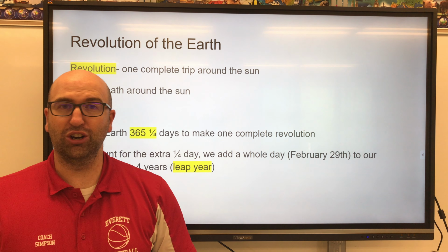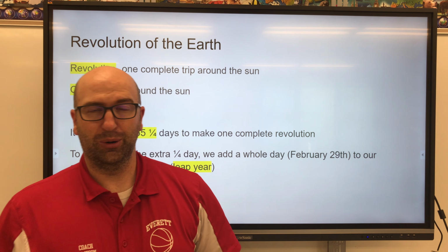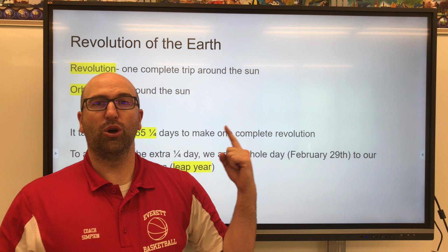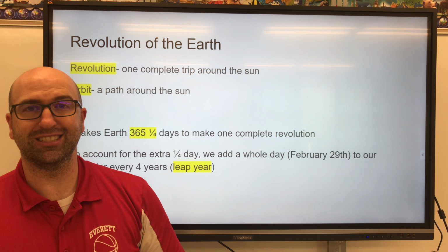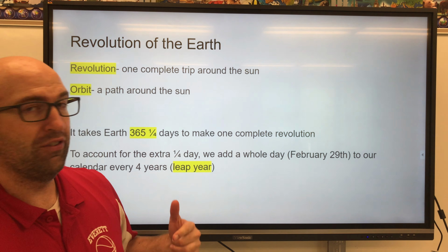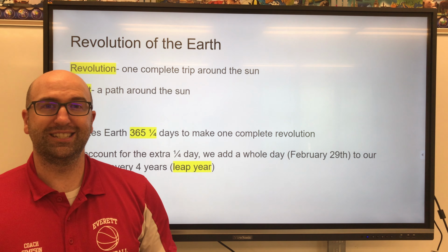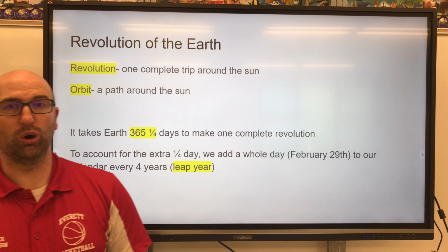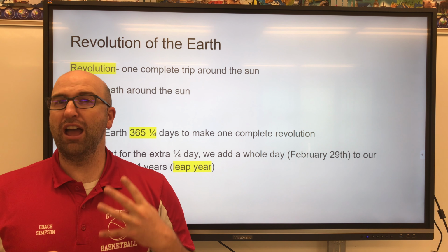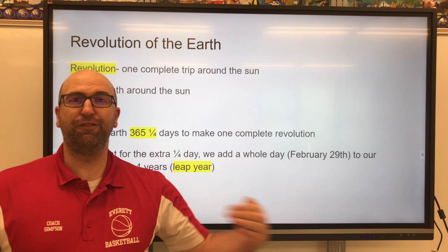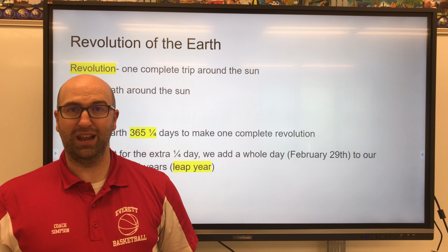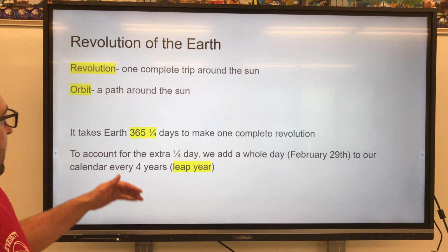The revolution of the Earth, this is our year. A revolution is the time it takes the Earth to go the whole way around the sun. So one revolution takes 365 and 1/4 days. Well, we cannot have just 1/4 of a day, so that's why every 4 years we add February 29th to the calendar and we create leap day for that year.